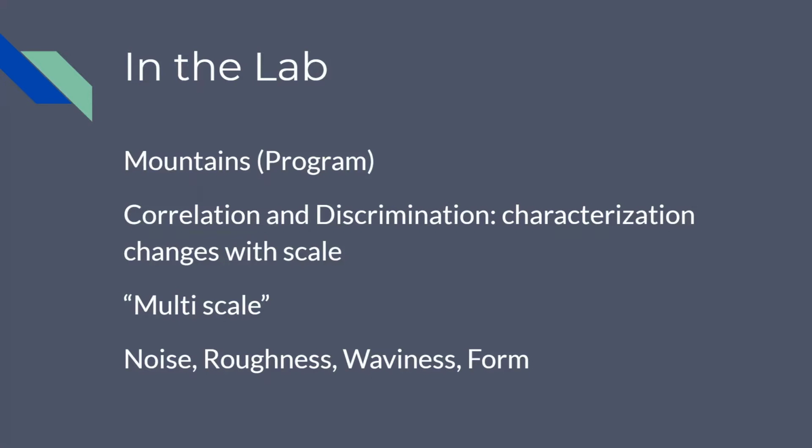Length and area scale are clumped in with a bunch of other measurements to become what's known as multiscale. Lastly, noise, roughness, waviness, and form are common terms for different scales.